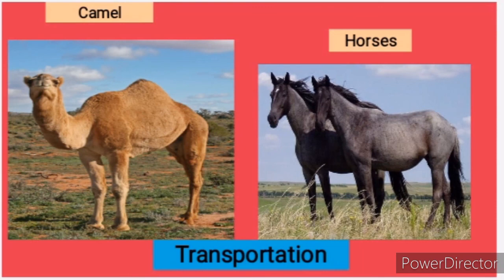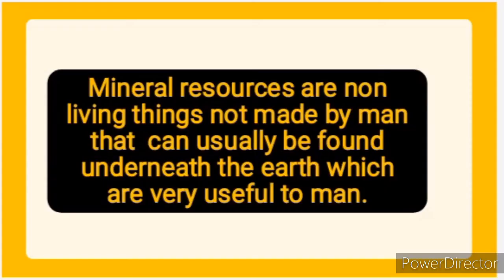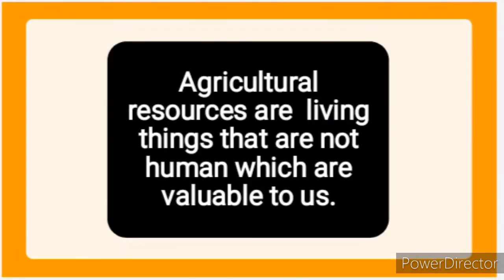In today's lesson, we have learned about Nigeria's major mineral resources, the meaning of mineral resources. We learned that mineral resources are non-living things which are useful to man, and they can be found underneath the earth. While agricultural resources are living things. They are not humans, but they are living things. So the difference between mineral resources and agricultural resources is that mineral resources are non-living things, while agricultural resources are living things, which are useful to us.